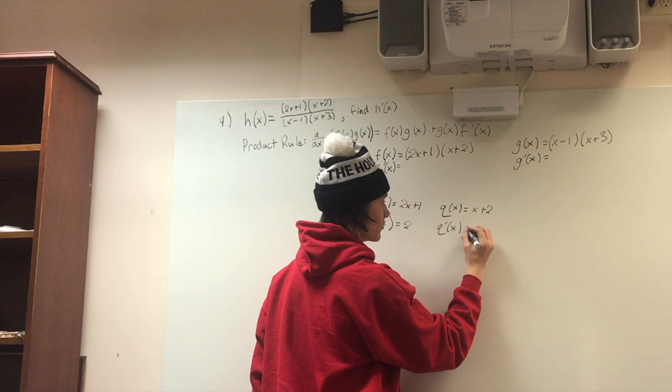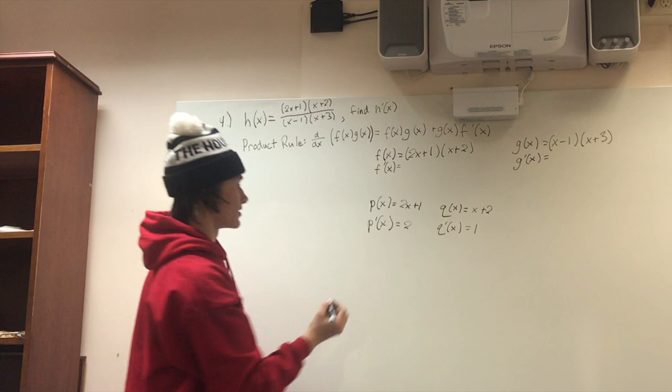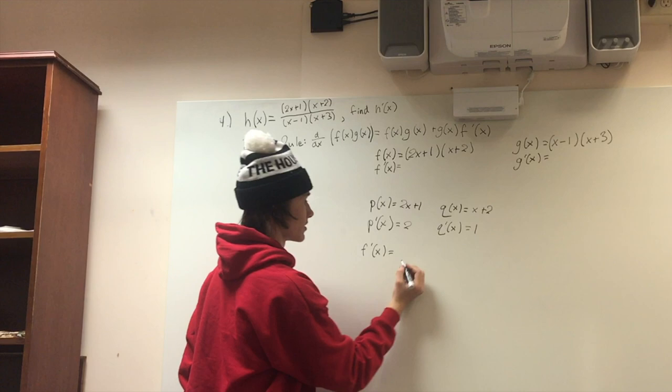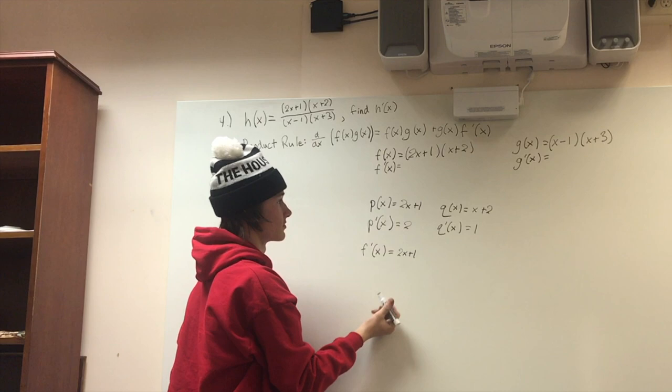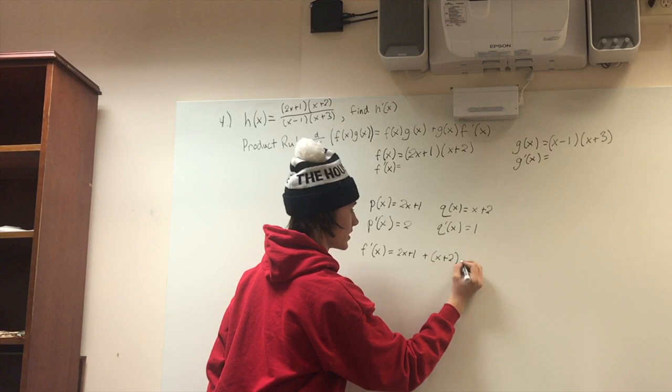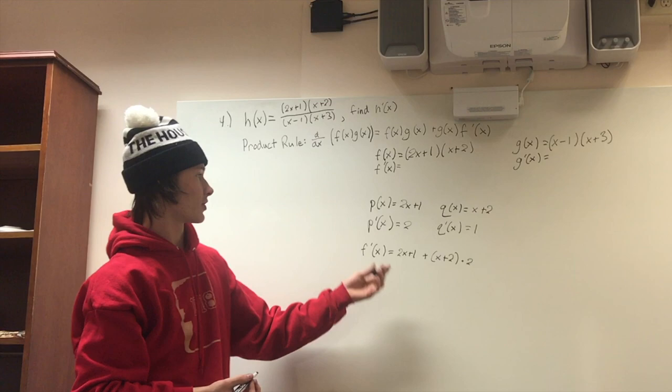From this, we can find the derivative of f of x, which is going to be 2x plus 1, times 1, so it stays the same, plus x plus 2, times 2. So what that is, is p of x times the derivative of q of x plus q of x times the derivative of p of x.